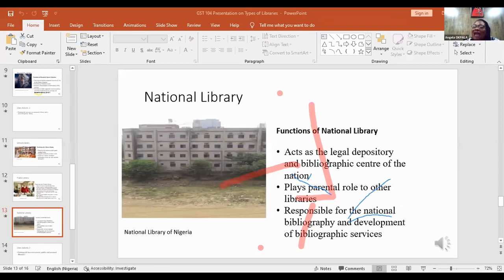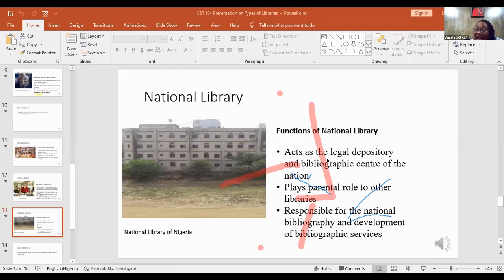It serves a parental role also to other libraries, giving direction, sharing ideas, correcting. It serves a parental role. We can consult them on any issue. Then it's also responsible for the National Bibliography. Of course, they also issue ISBN and ISSN. Other nations have different roles, but most of the roles are very similar.